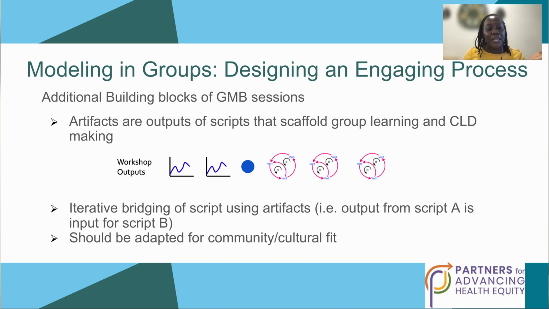Another set of key building blocks of group model building sessions is that each of the scripts has what are called artifacts. They're just the outputs from the script. So on the whiteboard today, I was having you all post those behavior over time graphs, right? Those could be artifacts from that process. Then in the next activity, those would go into voting by dots, right? And dots are just those little stickers that you see at an art festival, used to mark prices on pottery or art.